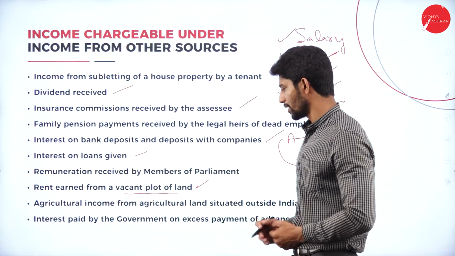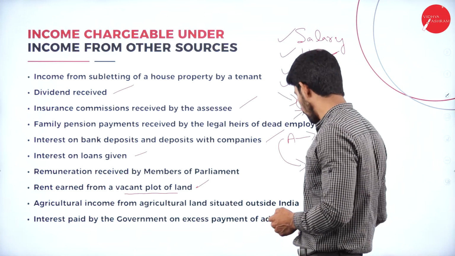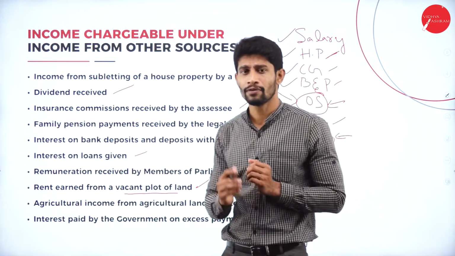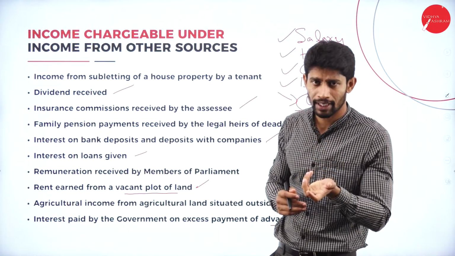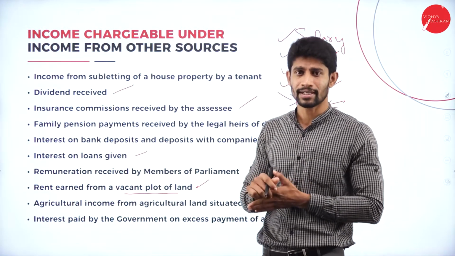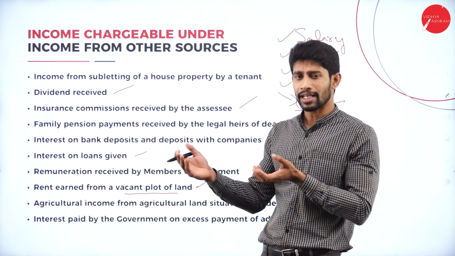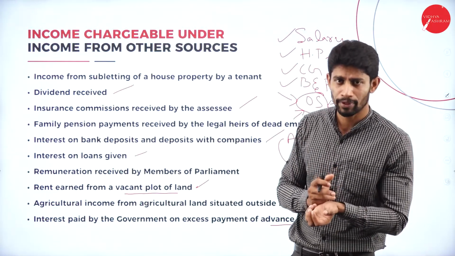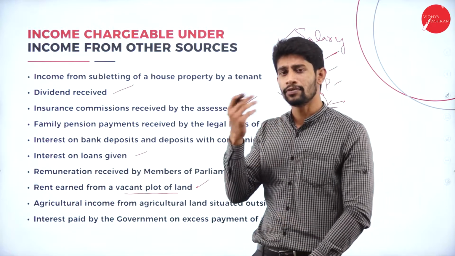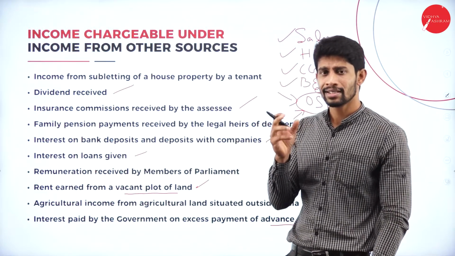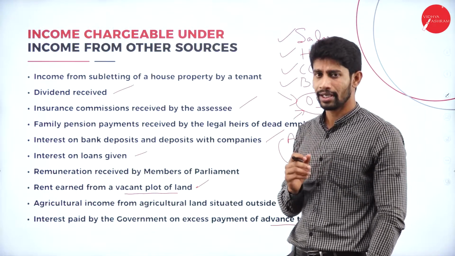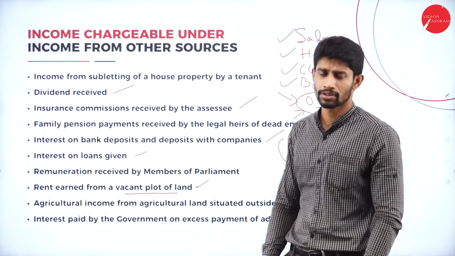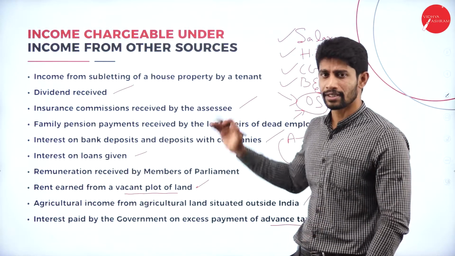Next, interest paid by the government on excess payment of advance tax. So you are supposed to pay advance tax to the government. At the time of paying advance tax, you paid an excess amount. So at the time of returning your excess advance tax, the government will be giving you interest also along with the excess advance payment amount. That interest is chargeable under income from other sources. So these are all the different items we have under income from other sources, where we will be taxing those incomes under this particular head.